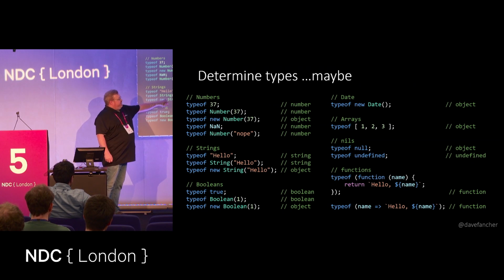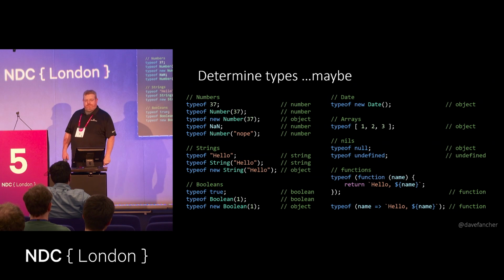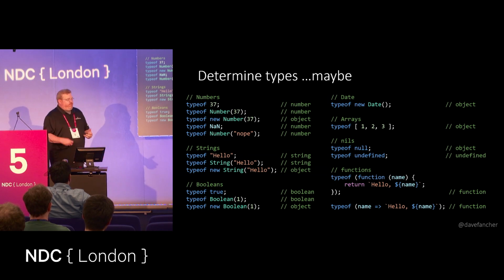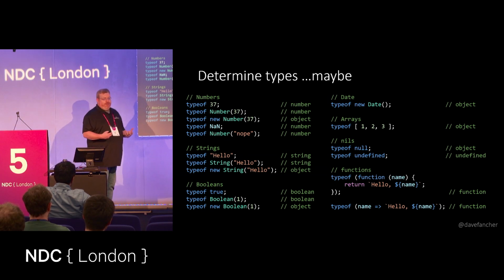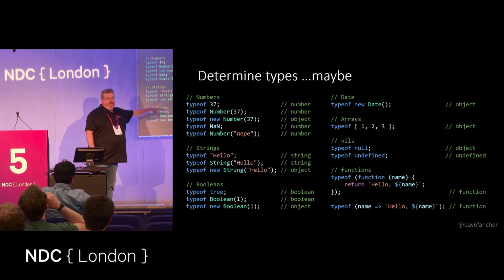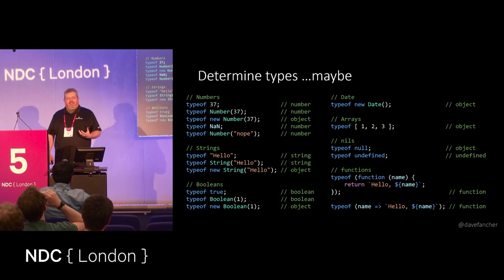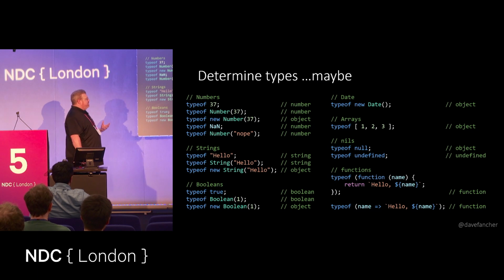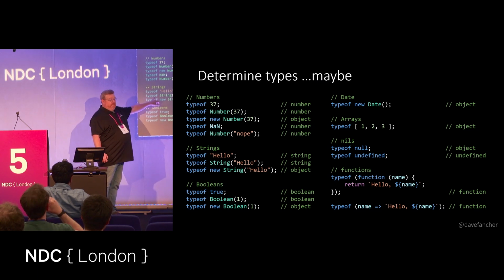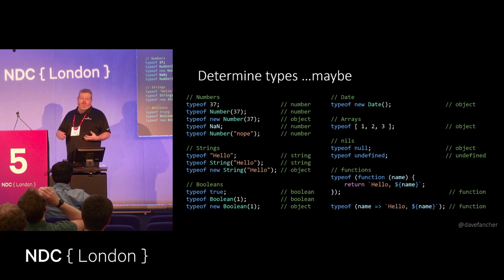Type of string gives us string, but type of string constructor gives us object. Now, if we're in our own code base, we can control for this, right? We know we're not going to call the constructor. So we can be pretty assured that if we call type of and our value is a string, we should see string.